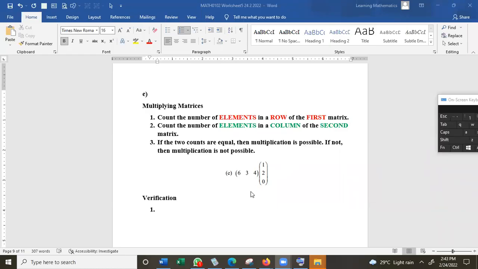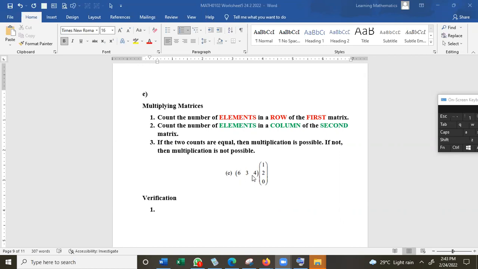So here we have another example of multiplying two matrices. It is always said that before you start multiplying two matrices, you must verify if multiplication is possible. And how do you do that? You count the number of elements in the row of the first matrix. Because when you see multiplying matrices, there will always be a first multiplied to a second.